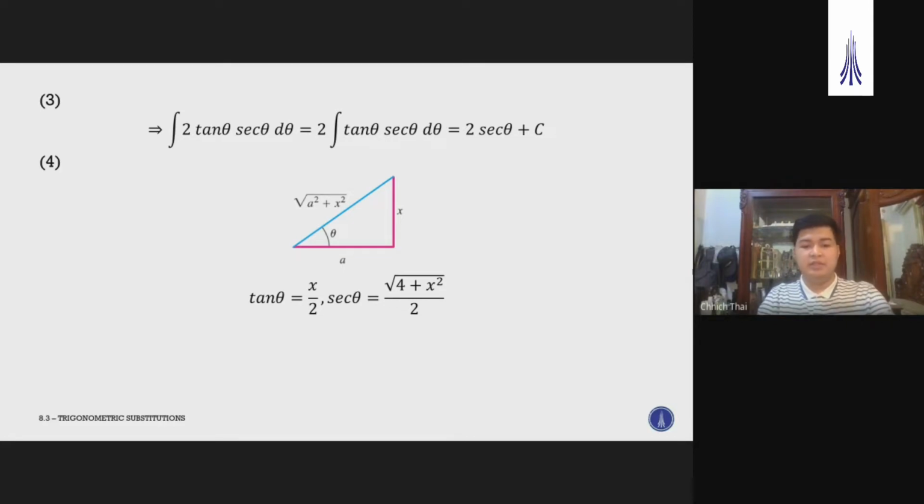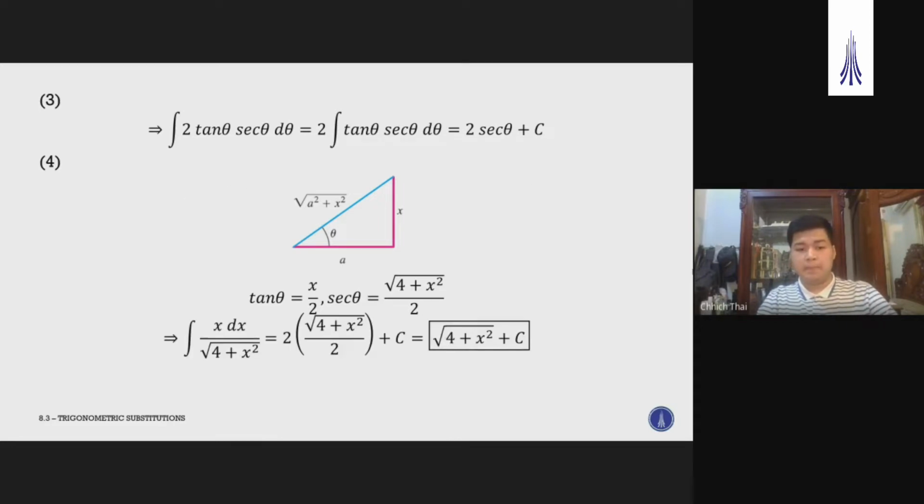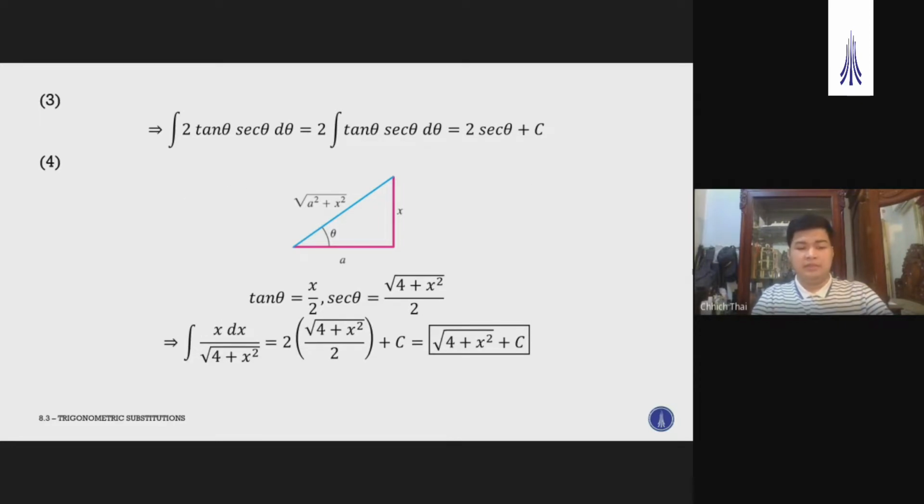Then we insert those trigonometric functions into our answer. Then we got the answer for the integral, which is square root of 4 plus x squared plus c. This is how we solve the integral with trigonometric substitution.